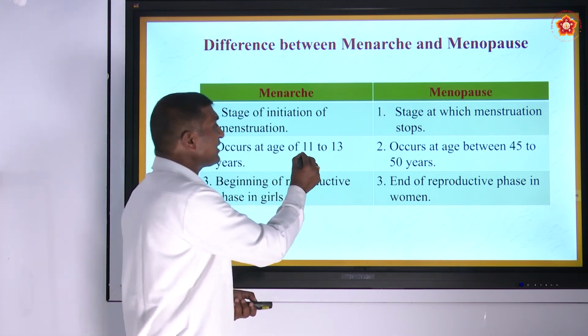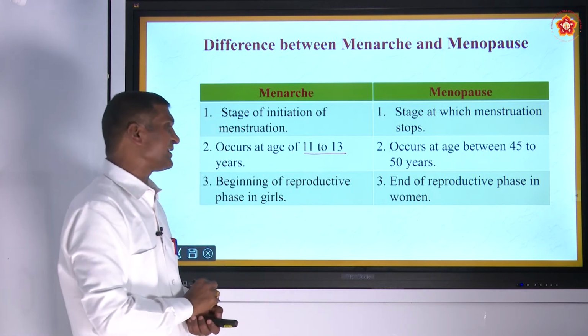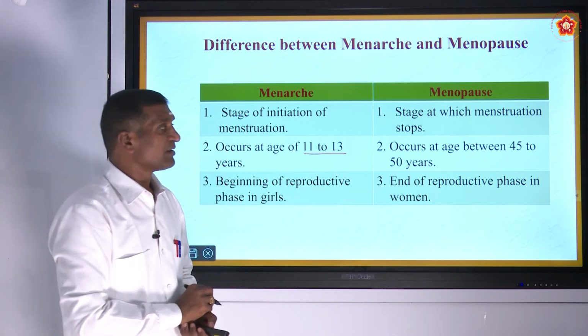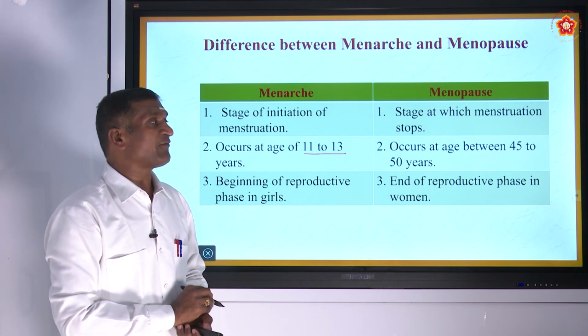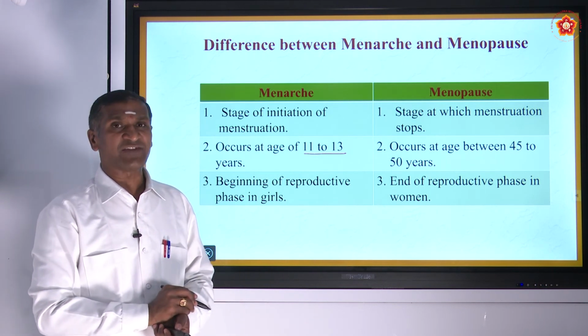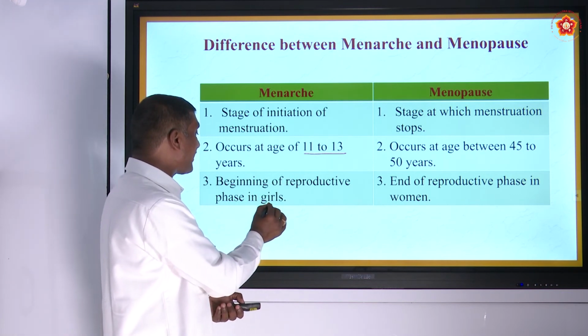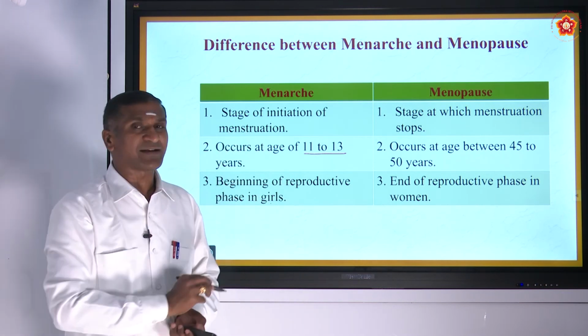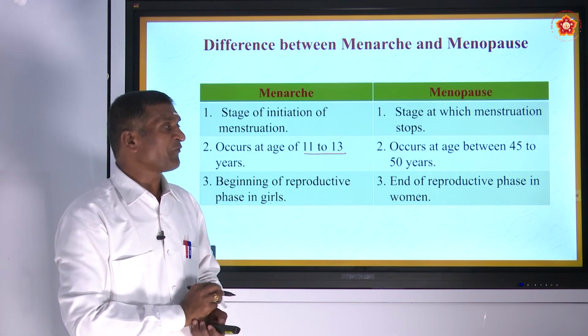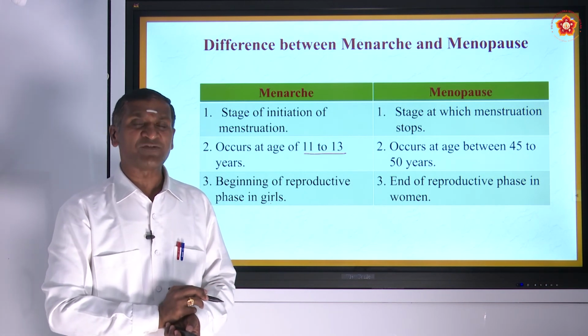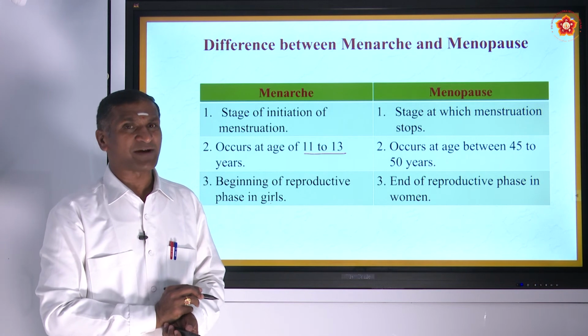Menarche occurs at the age of 11 to 13 years in girls. Menopause occurs at the age between 45 to 50 years in women. Beginning of the reproductive phase in girls is menarche. End of the reproductive phase in women is menopause.